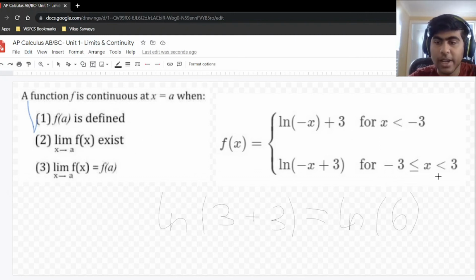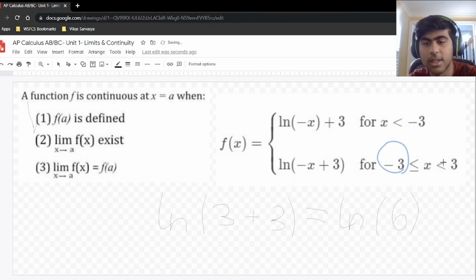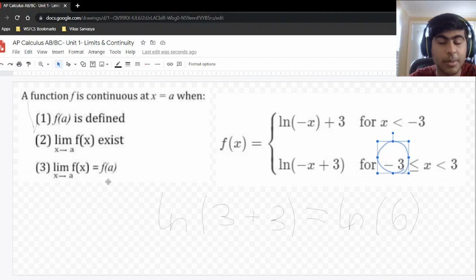Now the limit from the right-hand side is obviously also the natural log of 6, because what we just did was plugging in this -3 value into the second function. And the second function is the right-hand value, because you can see for the first one, it goes from -infinity all the way up to -3. And the second one goes from -3 up to +3. So this is the right-hand limit, and it's the natural log of 6. Now we have to find out if the other one also satisfies this. Is it also the natural log of 6?